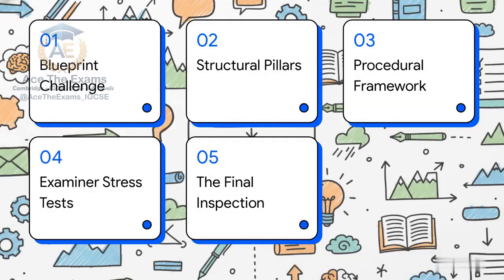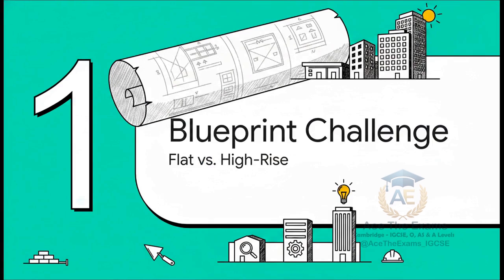So here is our master site plan for today's build. We're going to survey the blueprint challenge, erect our core structural pillars, weld together the procedural framework methodology, run the examiner stress tests, and finish up with a final inspection. Phase 1. The Blueprint Challenge. Moving from flat descriptions to high-rise evaluations.